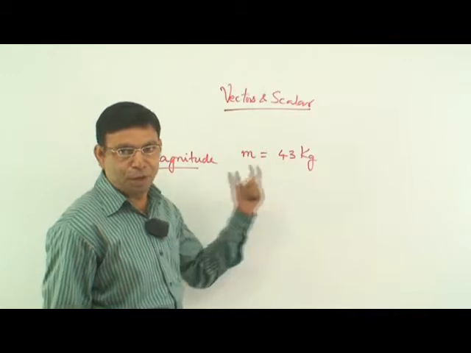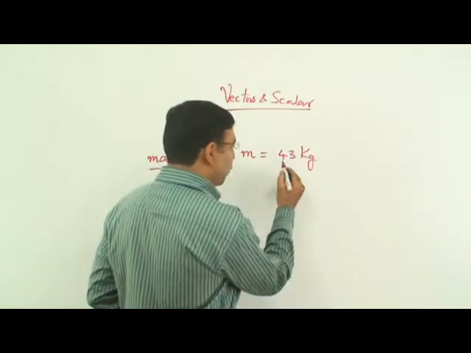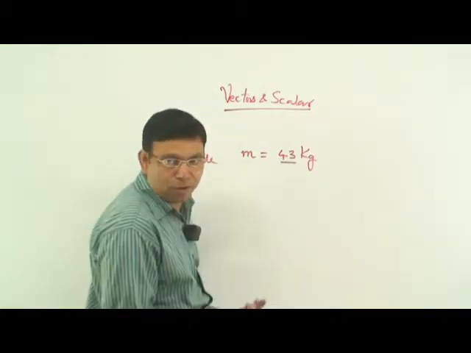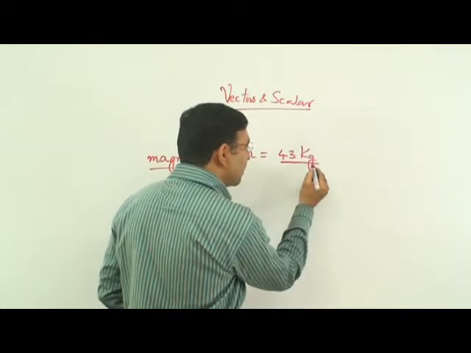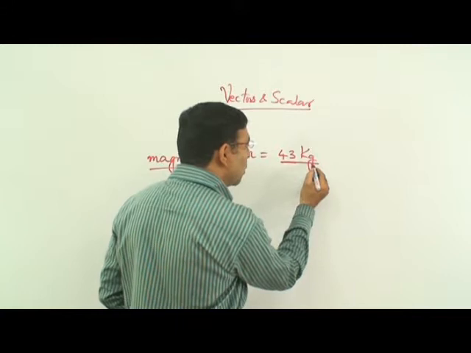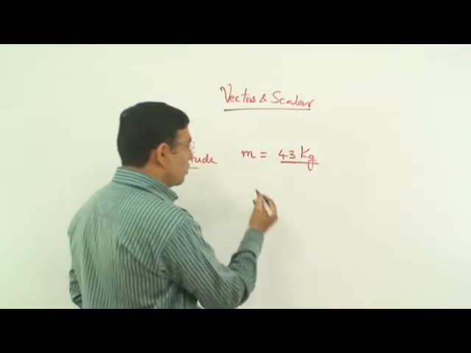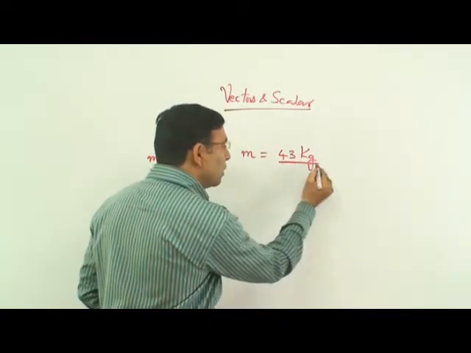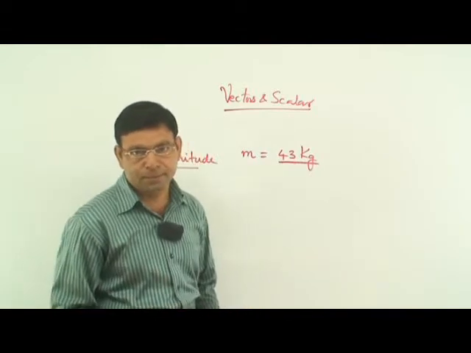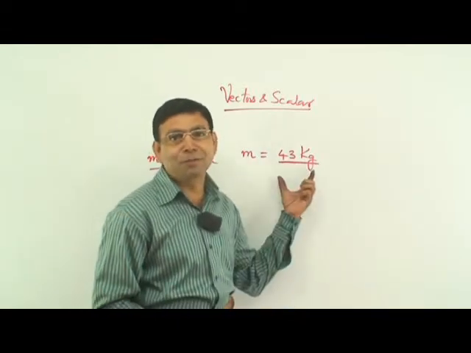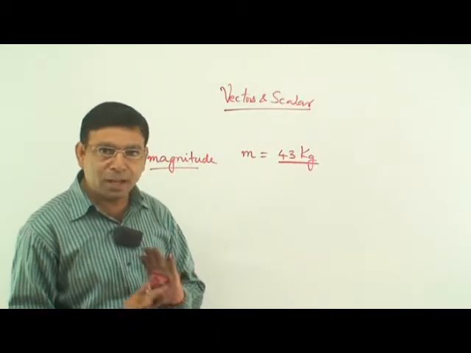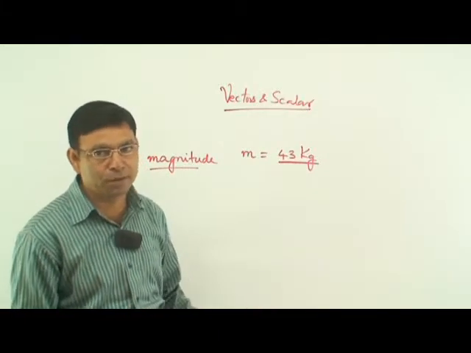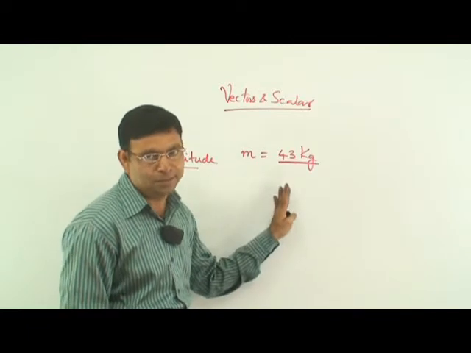mass? Many of you might be thinking it is 43. But it's wrong. The whole thing is magnitude. Number and the associated unit together is called a magnitude. So magnitude alone gives you complete sense. I don't have to tell mass of the girl is 43 kilogram upwards or downwards or east or west. Direction is not required over here.